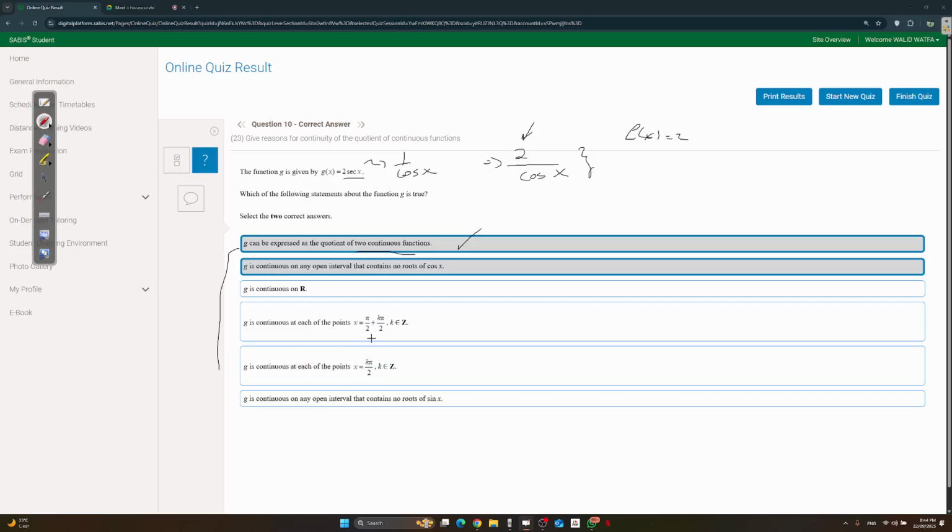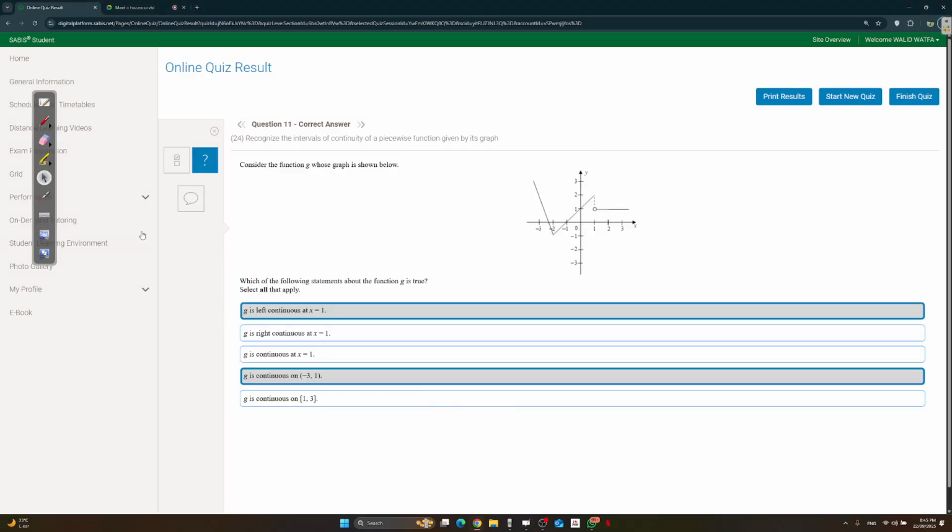Again, you can't have anything with pi over 2. It will be wrong because the denominator will equal 0. G is continuous on any open interval that contains no roots of sine x. What does sine have to do with it? We're talking about cos. So that's that. Now this is a bit of intervals, but we're going to do them really quickly.